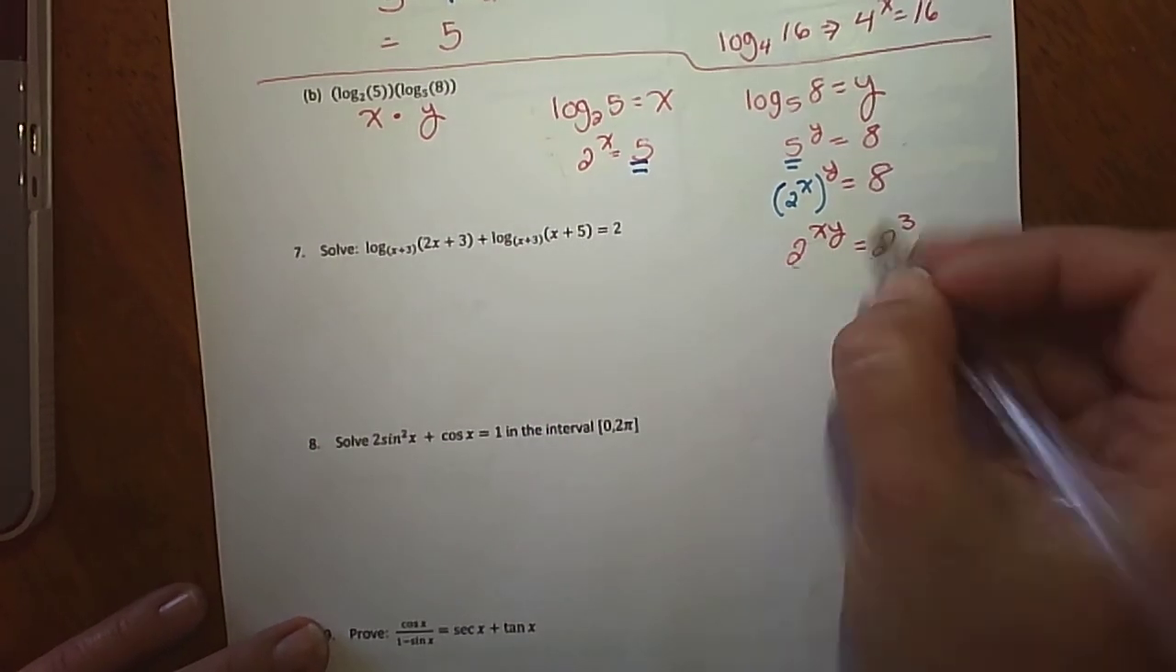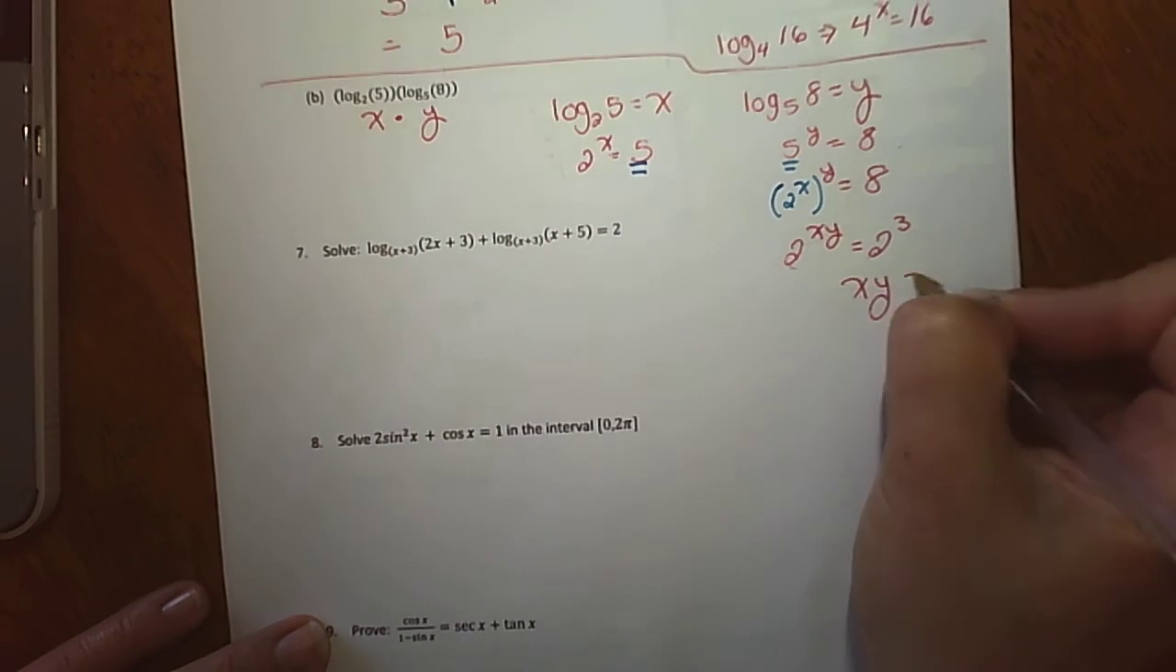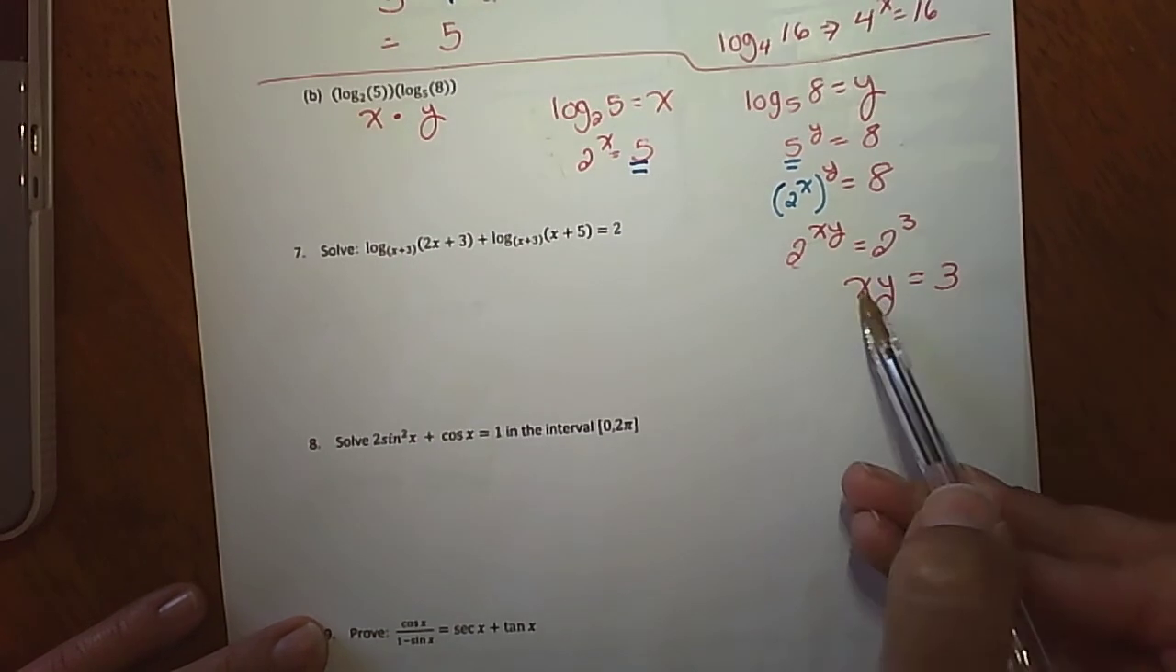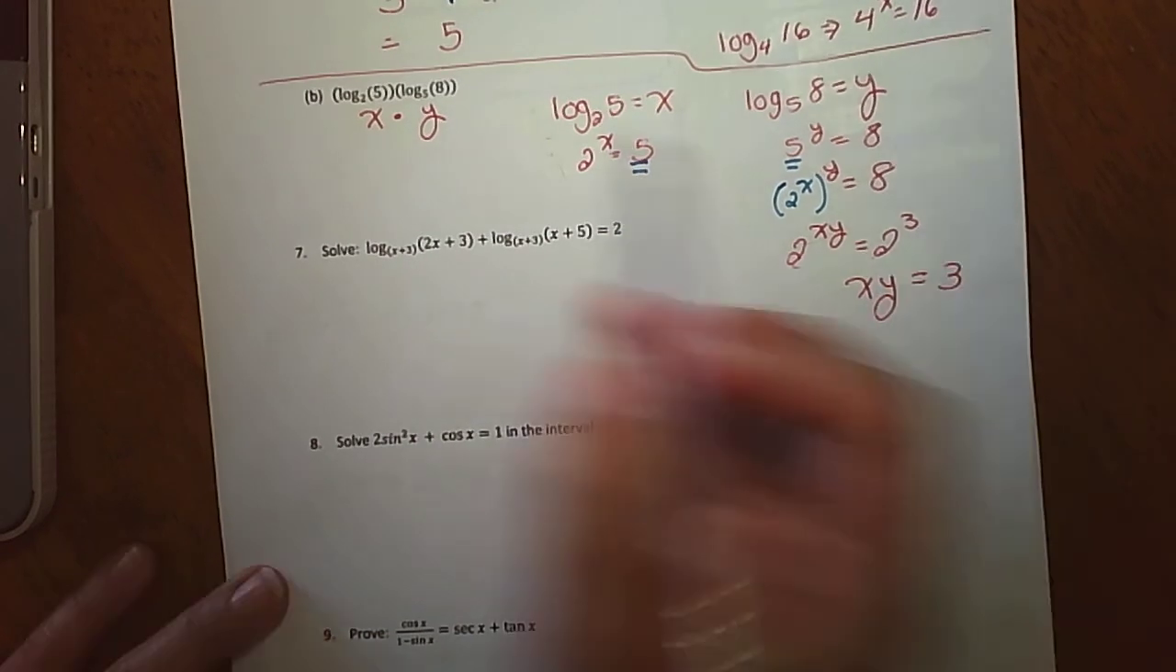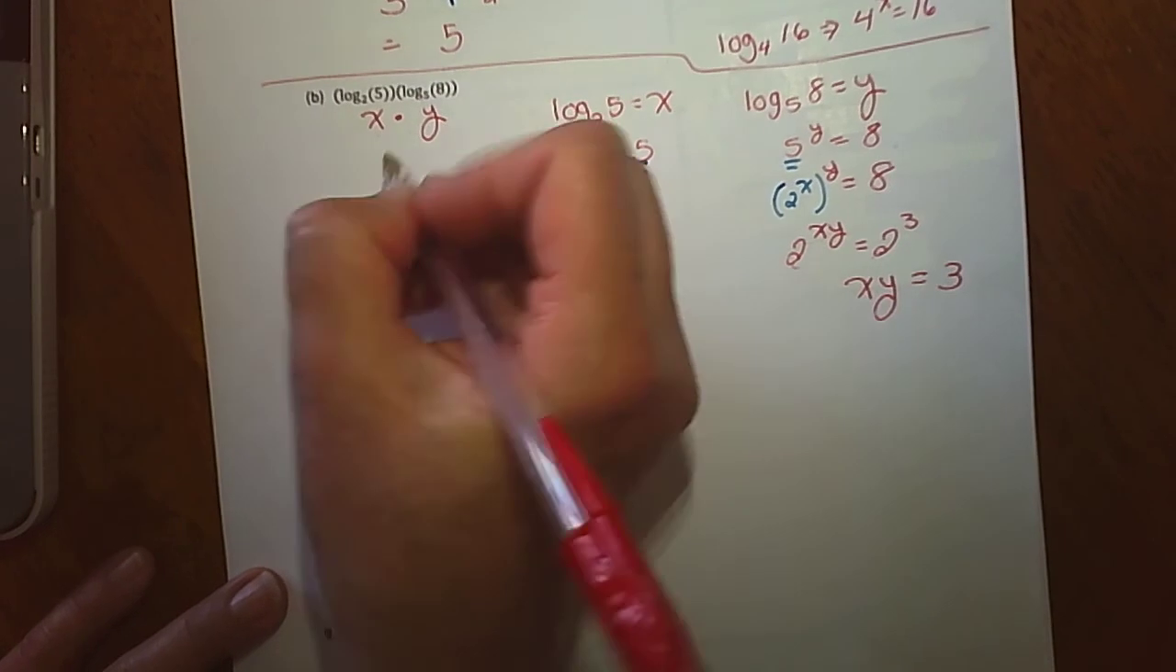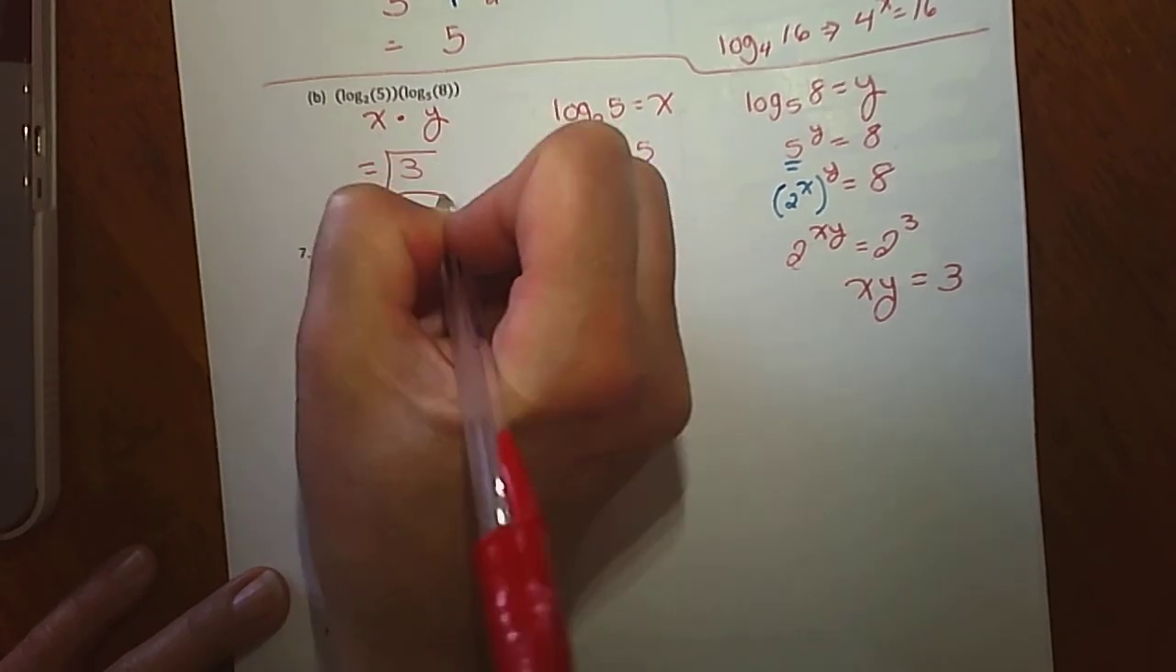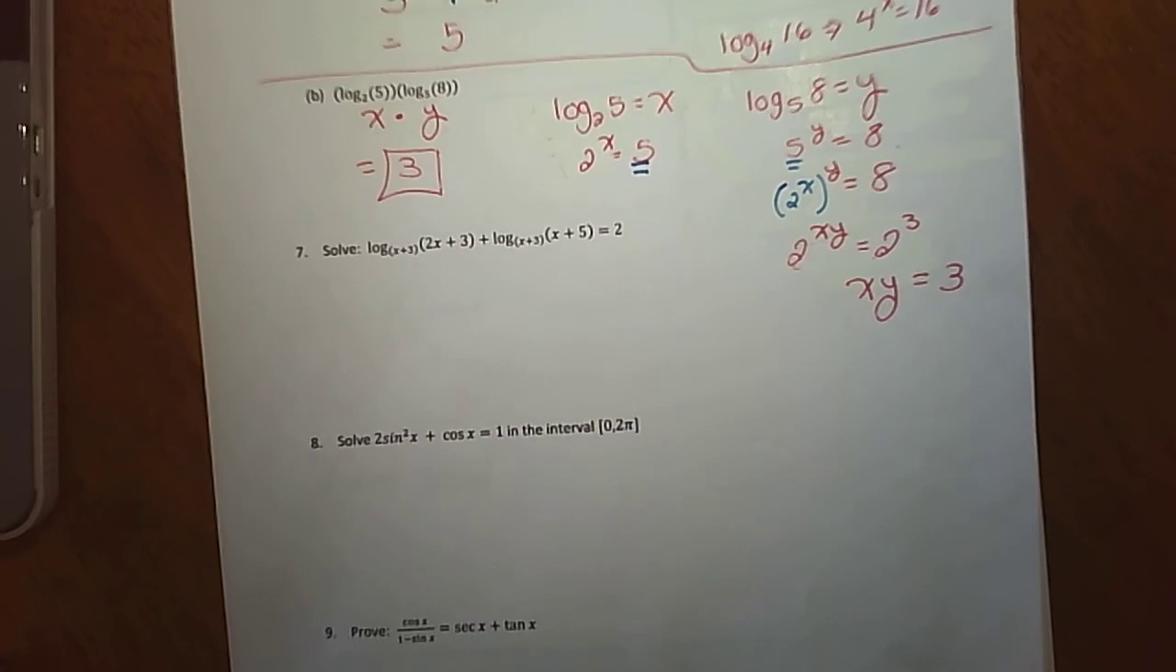And check this out, you guys. If they have the same base, you can drop it. And look, x times y equals 3. What is x times y? So the answer to this question is 3. So that's kind of funky.